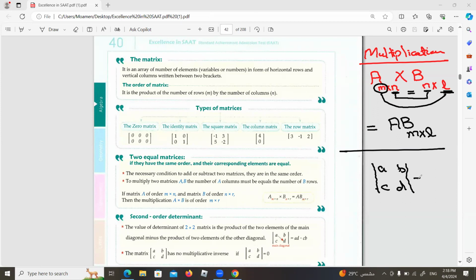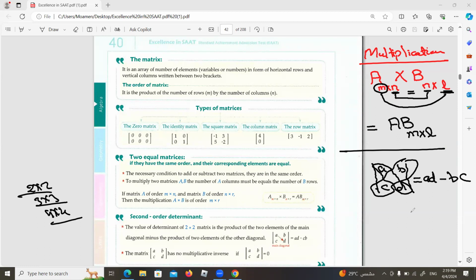How can we find its value? If we need to find the value of a matrix, we change it into a determinant. To change a matrix into a determinant, it must be a square matrix, meaning it can be 2 times 2, 3 times 3, 4 times 4, and so on. How do we get the value? We multiply the main diagonal: A multiplied by D, so I write AD, minus, the other diagonal, B times C.